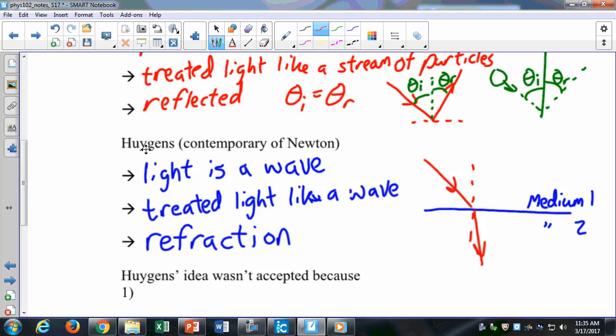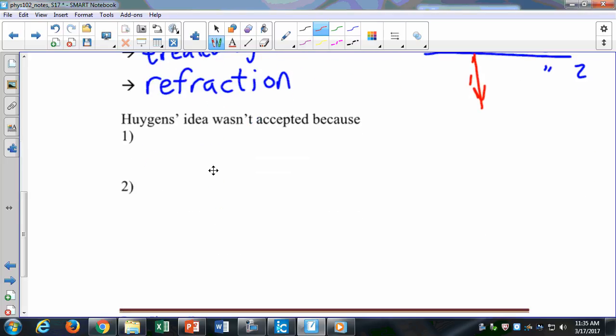So Huygens, Newton was sort of the rock star of the day, and so Huygens' idea wasn't accepted because of a couple of reasons that were actually physical reasons. But waves need a medium to travel.